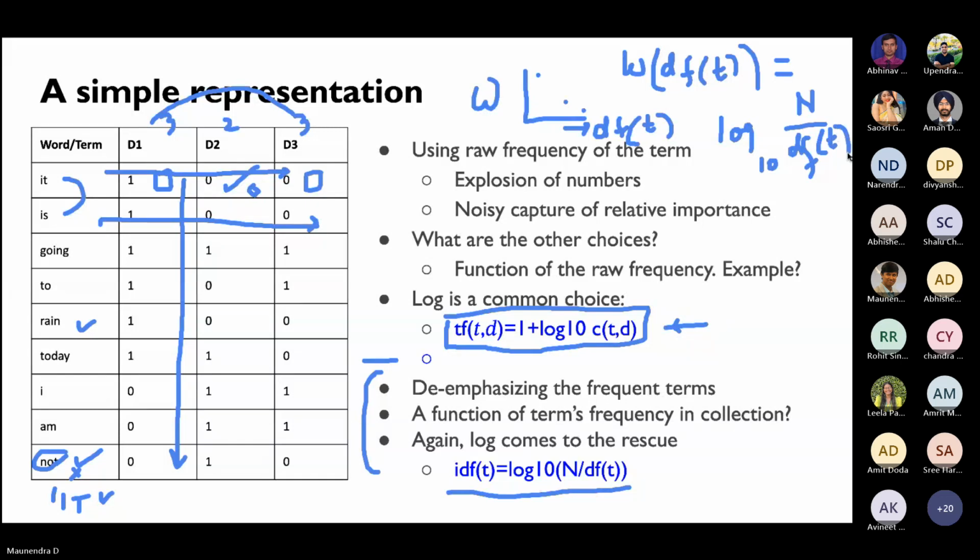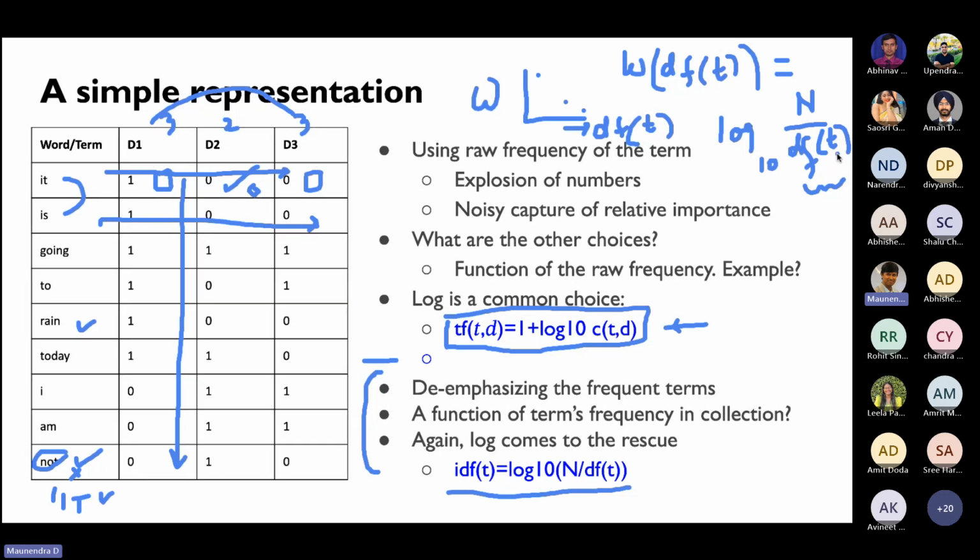Let me explain this function. So what is N? N is the total number of documents that I have in my collection. So 1,000, 1 million, whatever. Now given a collection, this N becomes a constant. And in that collection, how many documents contain the term? That is in the denominator, DFT.